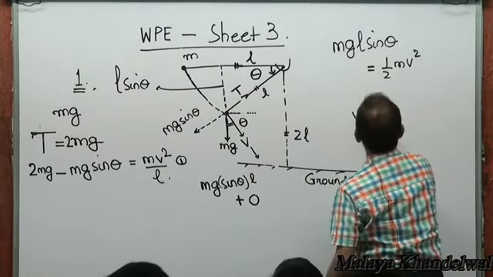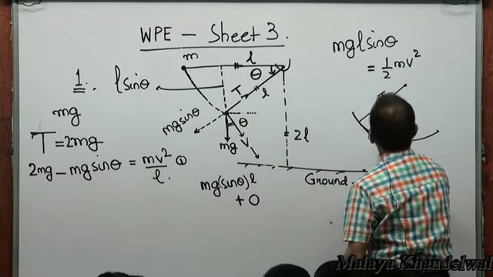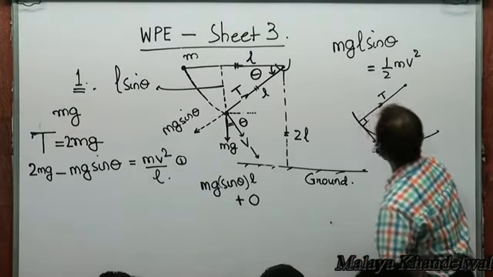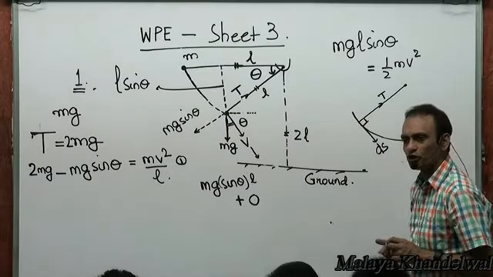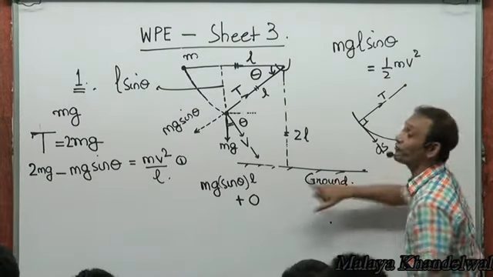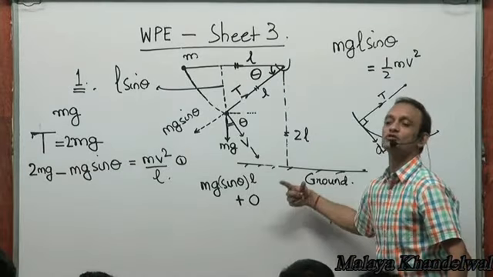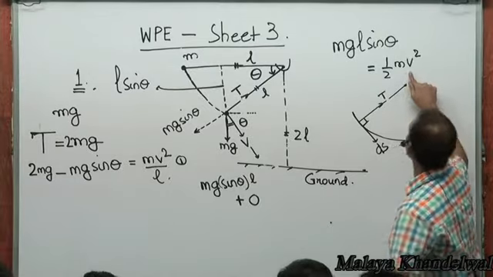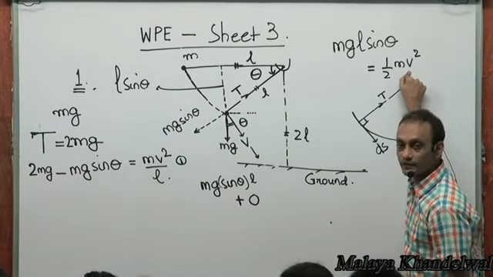See, if this is the circular trajectory, then the displacement ds will always be along the tangent to the trajectory, will be perpendicular to T, and therefore T dot ds is going to be 0. So work done by tension is going to be 0, and from work energy perspective, this must be equal to change of kinetic energy, which is half mv squared. Yes or no? Right? Do you all understand this?